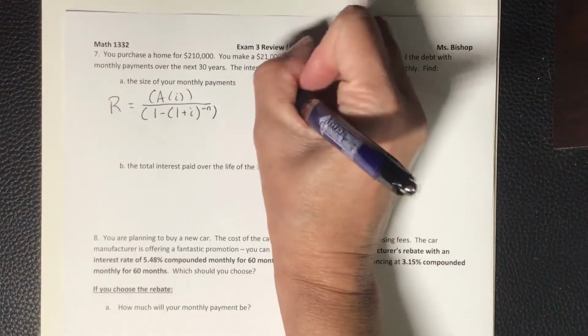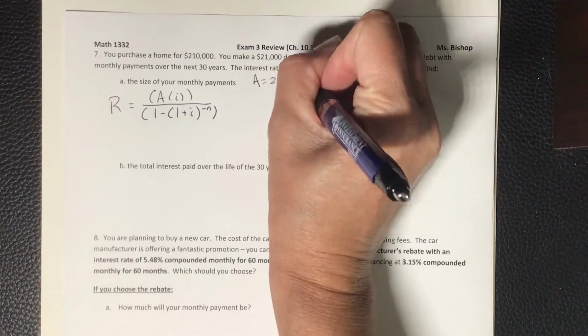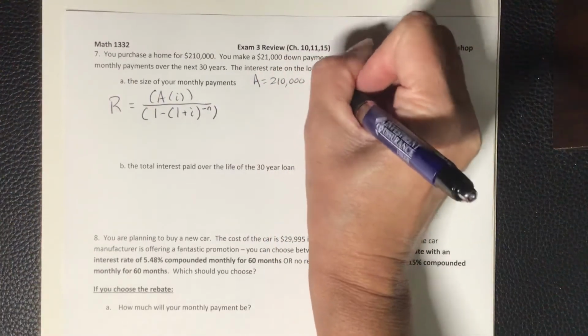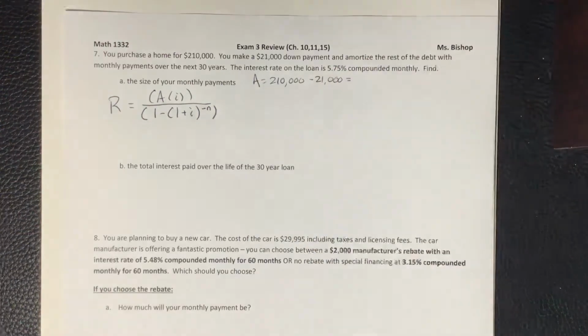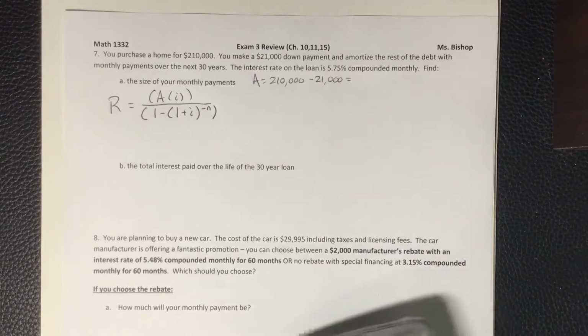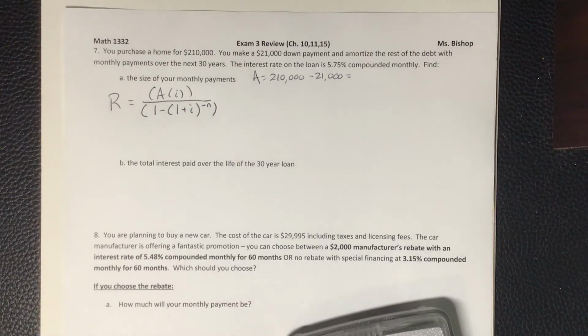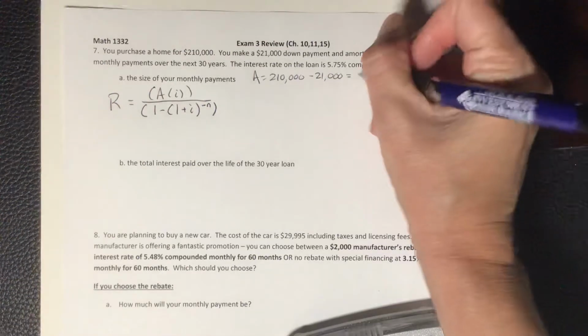So you're getting the house for $210,000, but you're making a $21,000 down payment, so you're not going to borrow money for that part. So if we go ahead and subtract that, we're going to borrow $189,000.